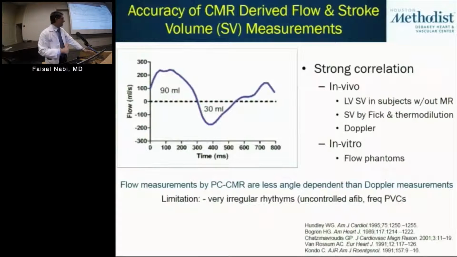But one limitation I think we're all aware of is that since this information is created over multiple heartbeats, if you have very irregular rhythms, such as patients with uncontrolled atrial fibrillation or frequent PVCs, this flow information can be problematic.